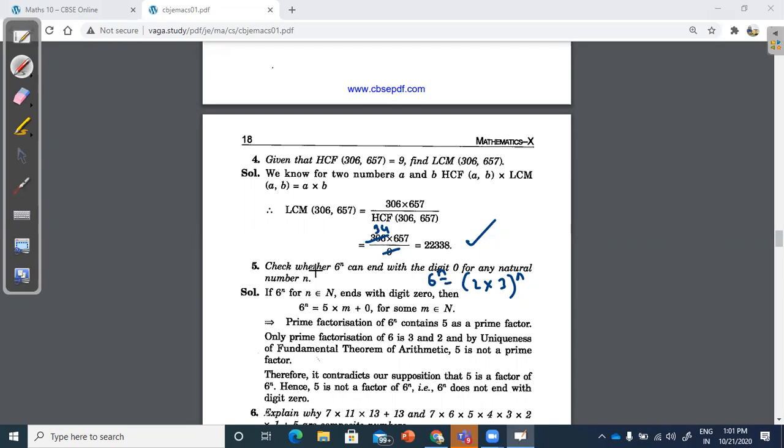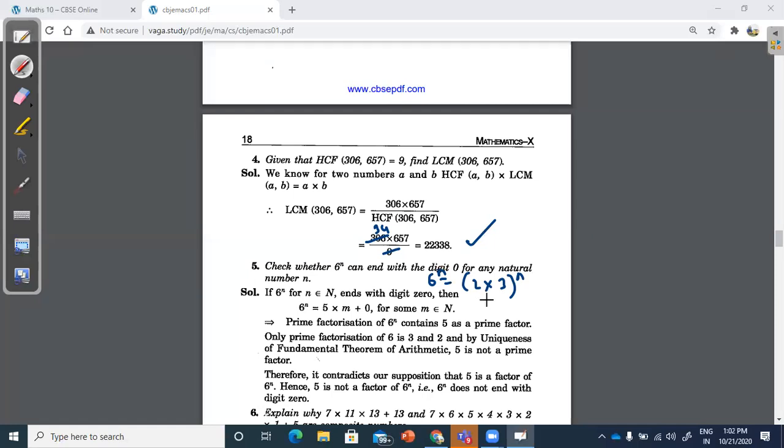Okay. So what you need to write in these types of questions is that for any number to end with 0, the number has to be a multiple of 10. So it needs to have factors of 2 and 5 compulsorily. But 6 has factors of 2 and 3.